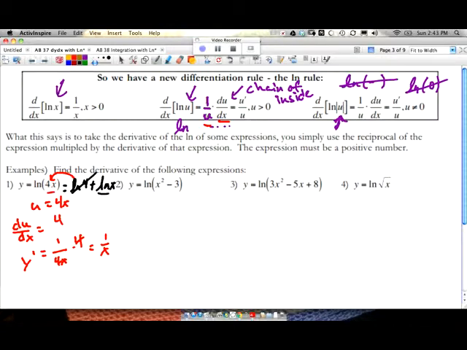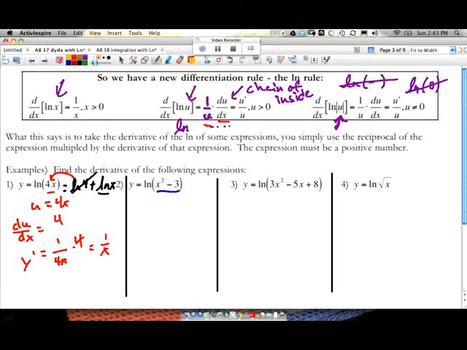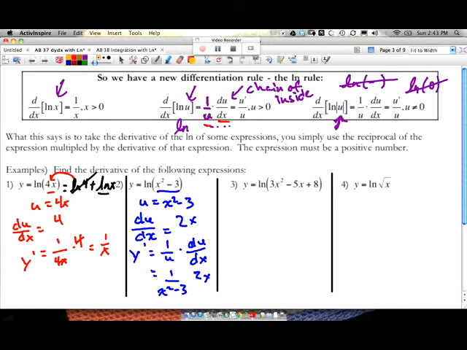Let's look at these next ones. Let's get some vertical bars in here. It gives some defined space to work in. There we go. All right, so how about blue? Blue looks good to me. We have an inside layer again, so this time u would be x squared minus 3, and then du dx is going to be just 2x. So now when I'm trying to find y prime, which is really 1 over u times du dx, pretty consistent with this pattern here, it's going to be 1 over x squared minus 3 times 2x.